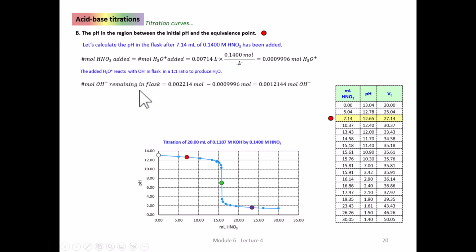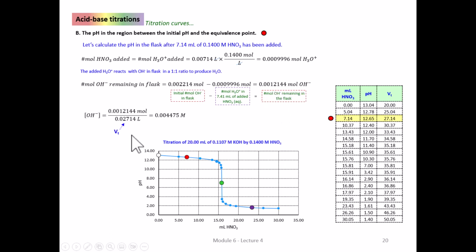So the number of moles of hydroxide remaining in the flask would be how many moles of hydroxide we started with minus the number of moles of hydroxide that have been reacted with the hydronium ion that was added from the burette. So the remaining hydroxide moles in the flask would be 0.00121144 moles in a total volume of 27.14 milliliters, which would give us this concentration of hydroxide. We can calculate then a pH of 12.65.